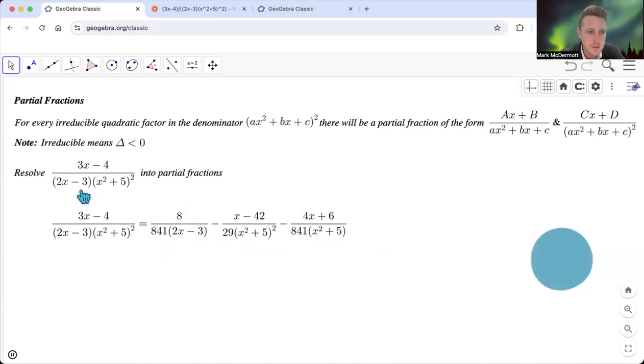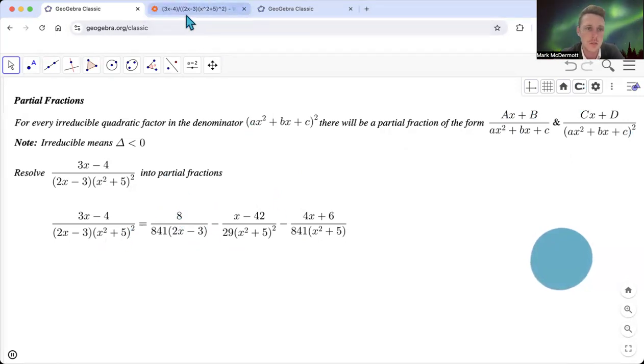And then this one here is because of this linear factor, this 2x minus 3 is just of the form capital A, or E in this case, capital E over 2x minus 3. So definitely go back and watch the previous videos to see where this sort of term came from. But these two terms here correspond to the irreducible quadratic factor part of that.